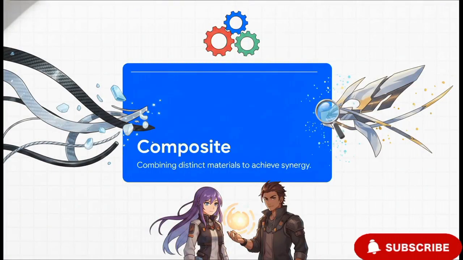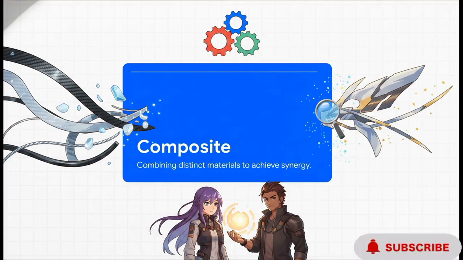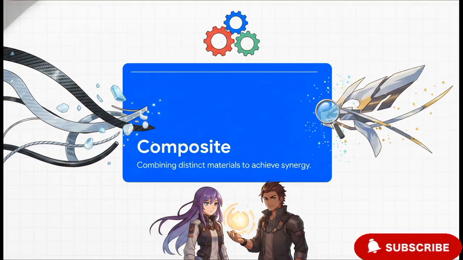When engineers need something impossibly strong but also incredibly light, they create a composite. It's essentially forcing two totally different materials to team up. But the real secret here is that they don't dissolve into each other. They retain their individual identities, and by working together, they achieve synergistic properties, basically covering up each other's weaknesses to create something way greater than the sum of its parts.